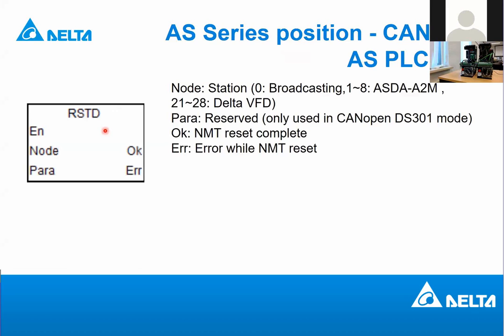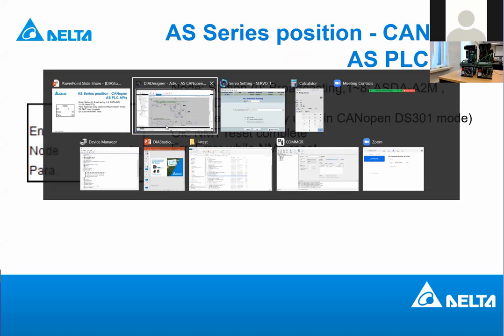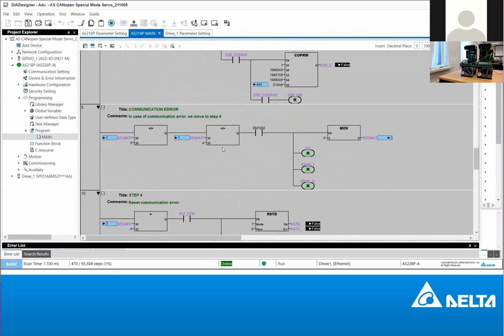What will happen to test this? I will not test this. I will just explain to you how it will work. For example, if I remove the CANopen cable, you can see my drive. If I remove the CANopen cable from this network, there's going to be an error.